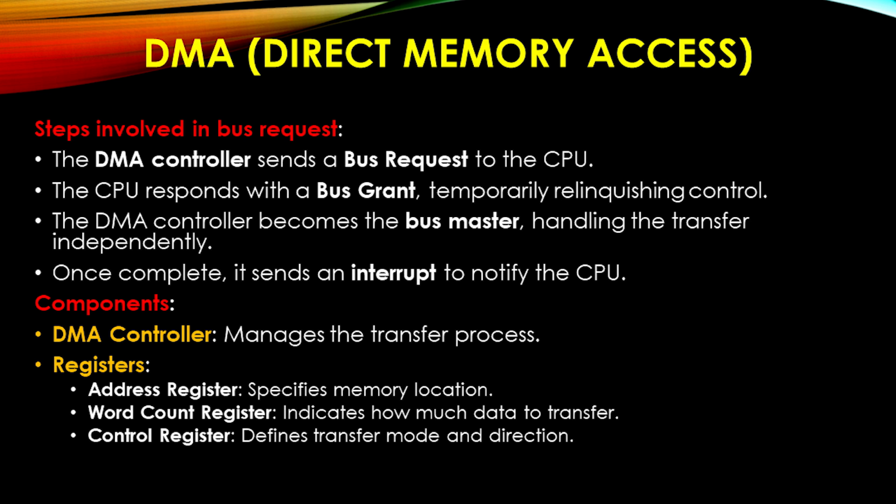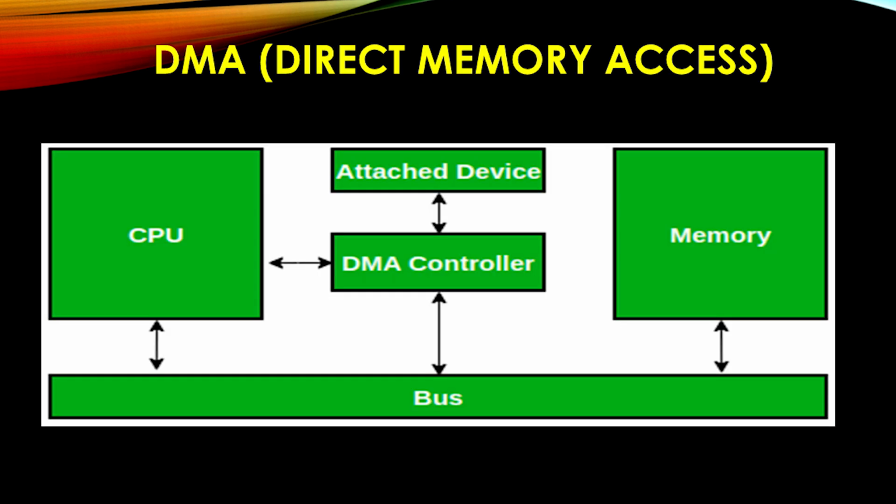The components involved in performing DMA are the DMA controller that manages the transfer process, and three registers: address register, word count register and control register. The address register contains the address of the specific memory location, and the word count register indicates how much data is to be transferred. The control register defines the transfer mode and direction. And this is the general diagram for direct memory access.